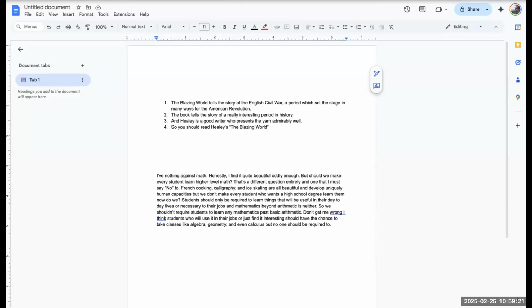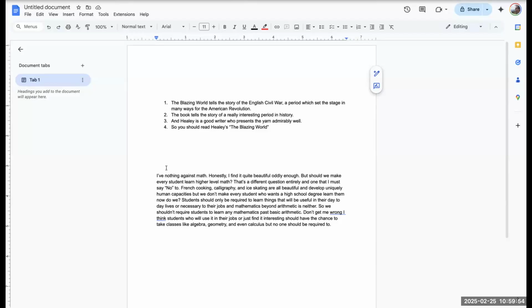If he is, in fact, a good writer, maybe he is, maybe he isn't. But if he is, that is a reason to read this book. Conclusion, read Healy's The Blazing World, right? You might guess this is the book I'm reading right now. It actually is pretty good, a lot going on, a lot of shifting alliances and stuff. I'm not saying everybody has to read it, right? Just picking random examples from my own life. All right. So that's distilling one argument.